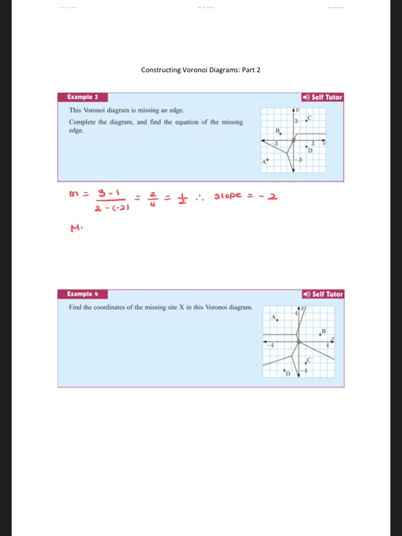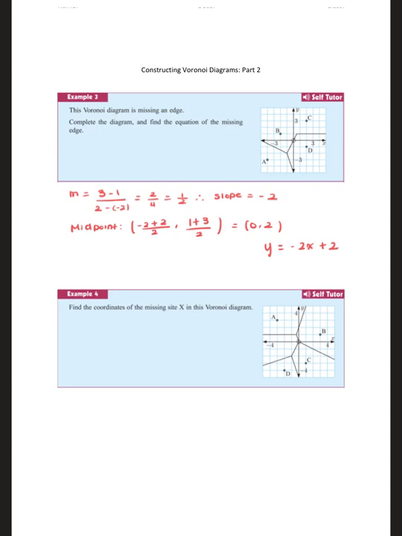So the midpoint, let me label this, is going to be negative 2 plus 2. So I'm just adding those x coordinates together, divided by 2. And for the y coordinate, 1 plus 3 divided by 2. And that's going to give me (0, 2), which is nice because that means that that is the y-intercept. So the equation of my line is y is equal to negative 2x plus 2. That's the equation of the missing edge.